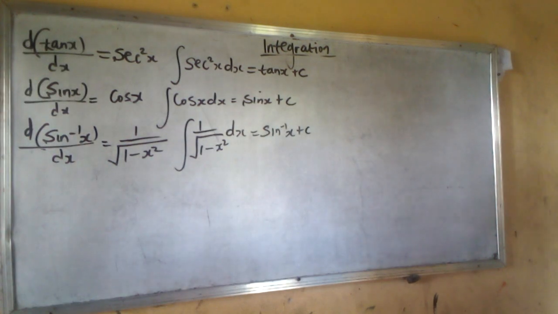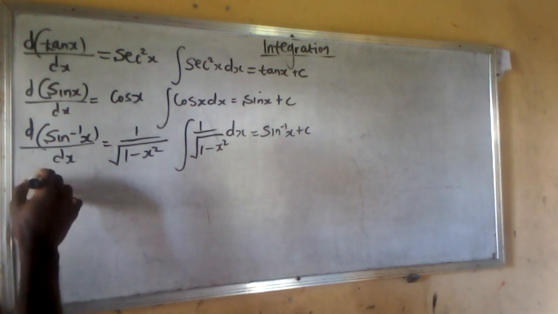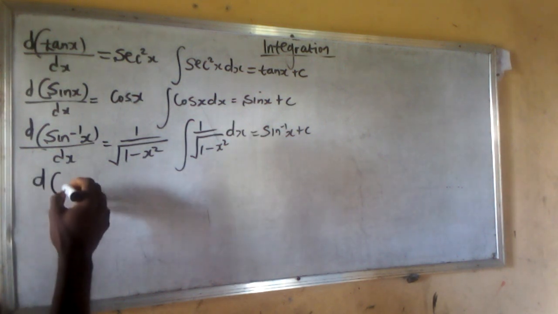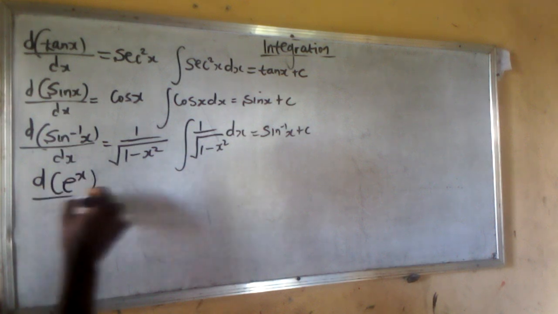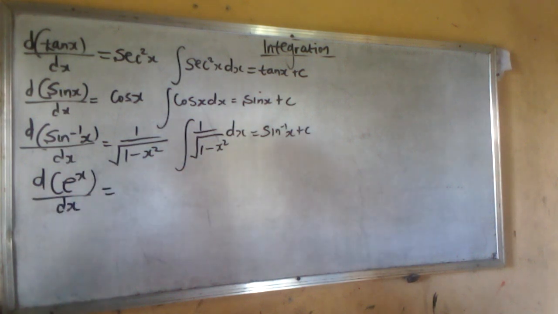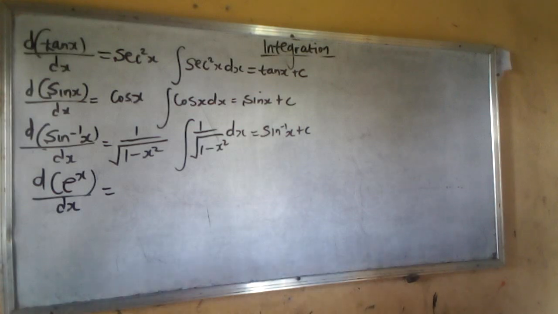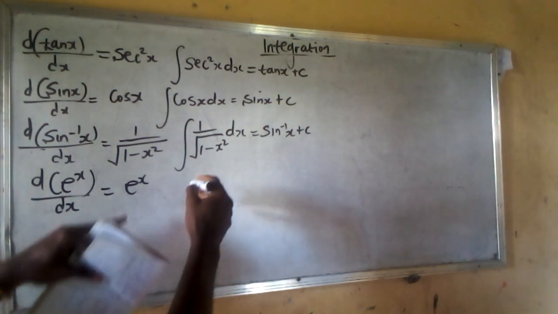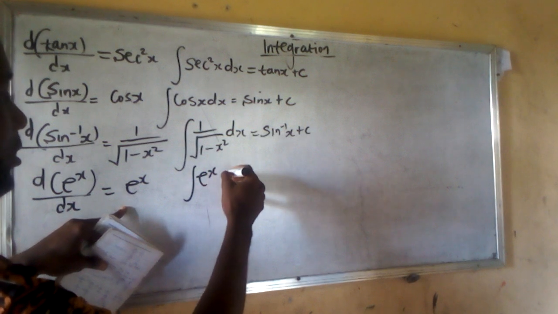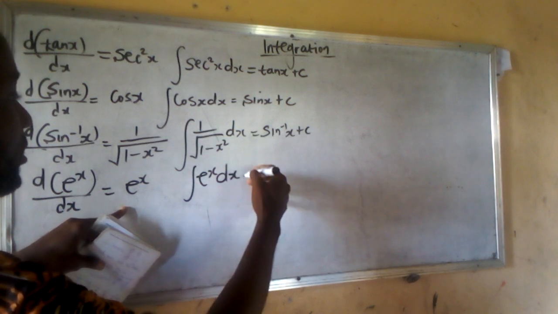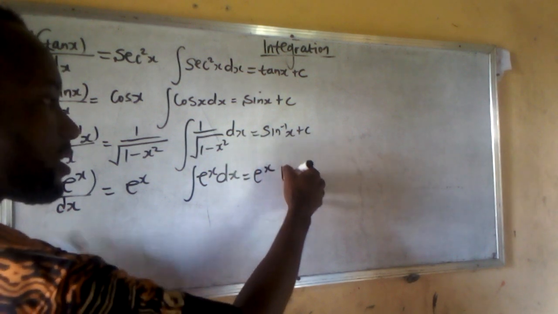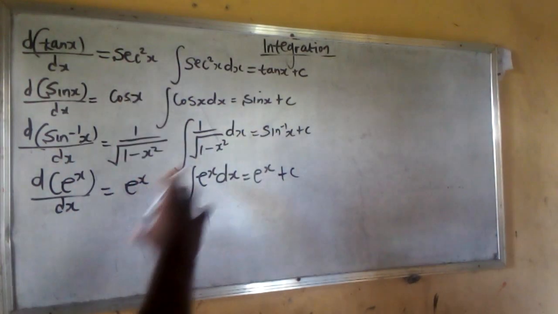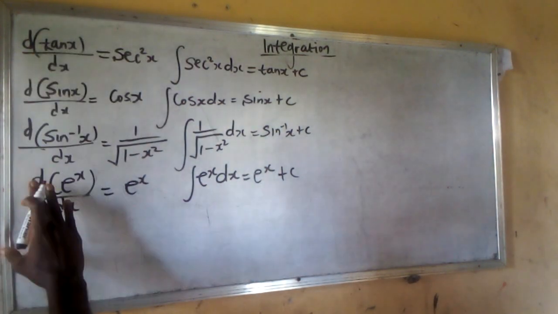Do you understand now? Then what if we have the derivative of exponential x with respect to x? Remember that the derivative of exponential x still remains exponential x, right? That means that the integral of exponential x dx is still equal to what? Exponential x plus c. When you differentiate something, the answer that you have, when you integrate, you have the question now.